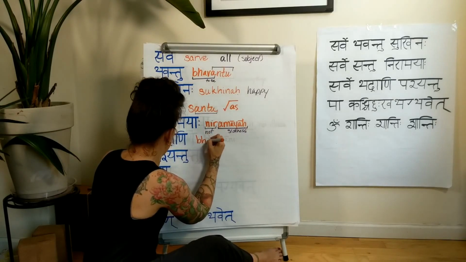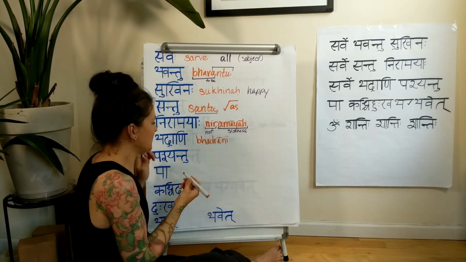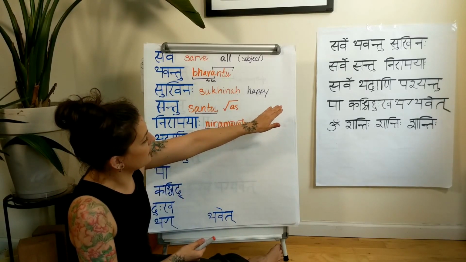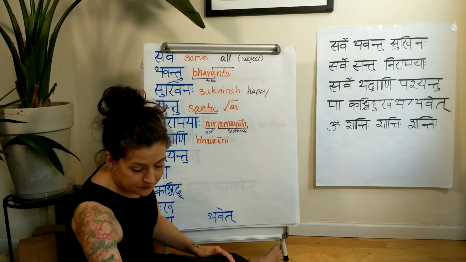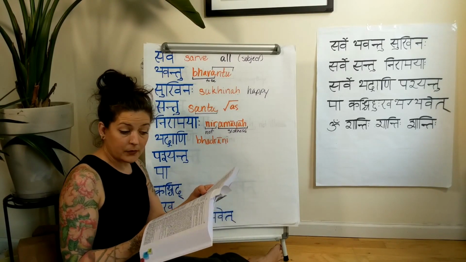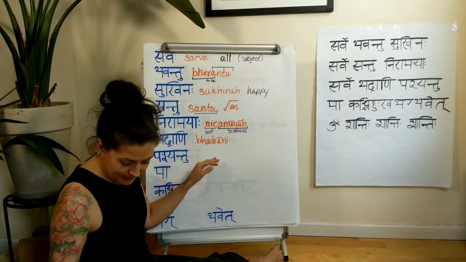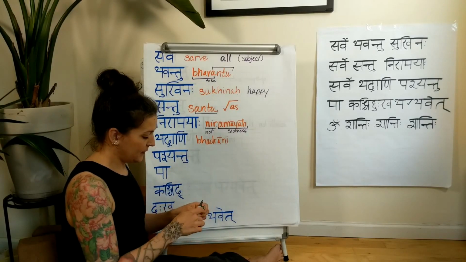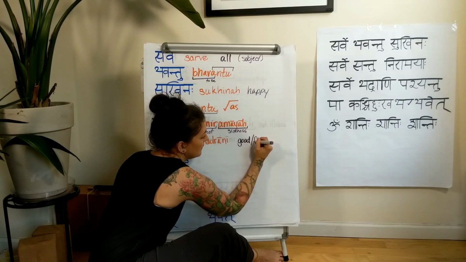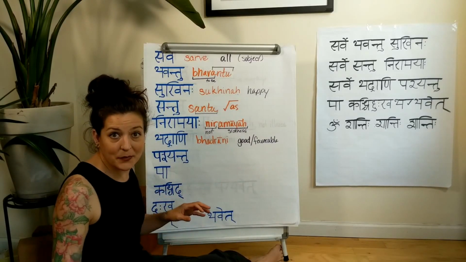Bhadrani. Bhadrani, just making sure I'm doing it right. Okay, Bhadrani. So third line, we have Sarve again. Bhadrani, which means good or prosperous or favorable or kind or gracious or excellent. So, Bhadrani, good or prosperous or favorable or excellent. We'll do that one for now, because we kind of know how it's going to end up.